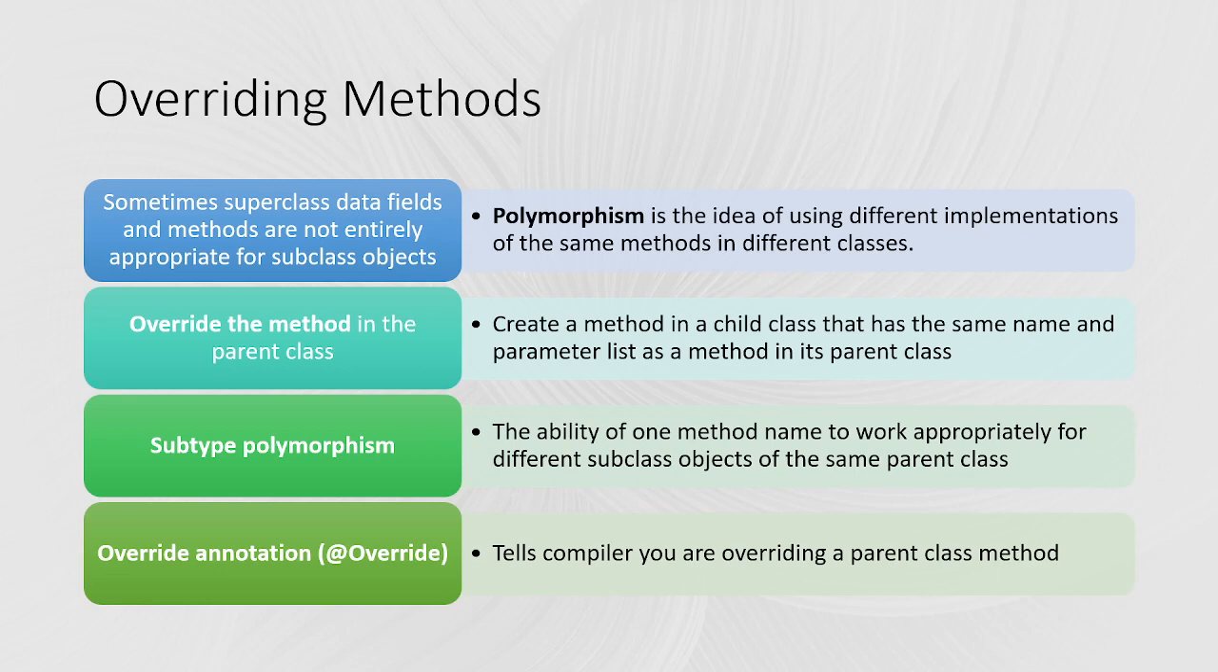You would create a method in the child class that has the same name and parameter list as the parent class, but it's going to do something different. It is overridden. Subtype polymorphism is the ability of one method to work appropriately for different subclass objects of the same parent class.